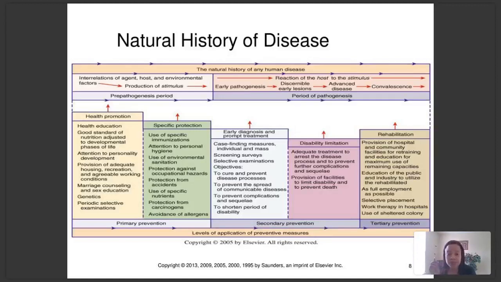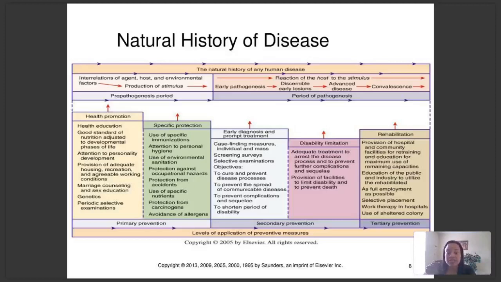Okay. So we can look at some of the data. So epidemiology, one of the first things they list up here is case finding measures, individual and mass. So what type of fact finding, what kind of data measures can we look at from an individual and a mass population basis so that we can help identify what's going on and help lessen that impact.